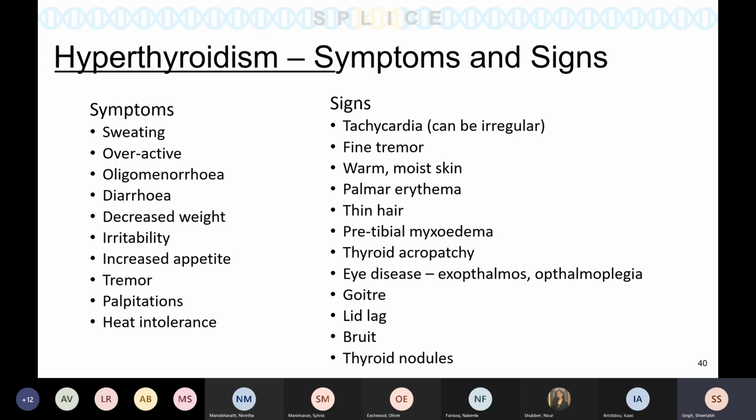So yeah, symptoms and signs are written here. Again, have a look at this in your own time. These are the kind of buzzwords that you want to be looking for in a STEM which give away a kind of hyperthyroid picture. Next slide.